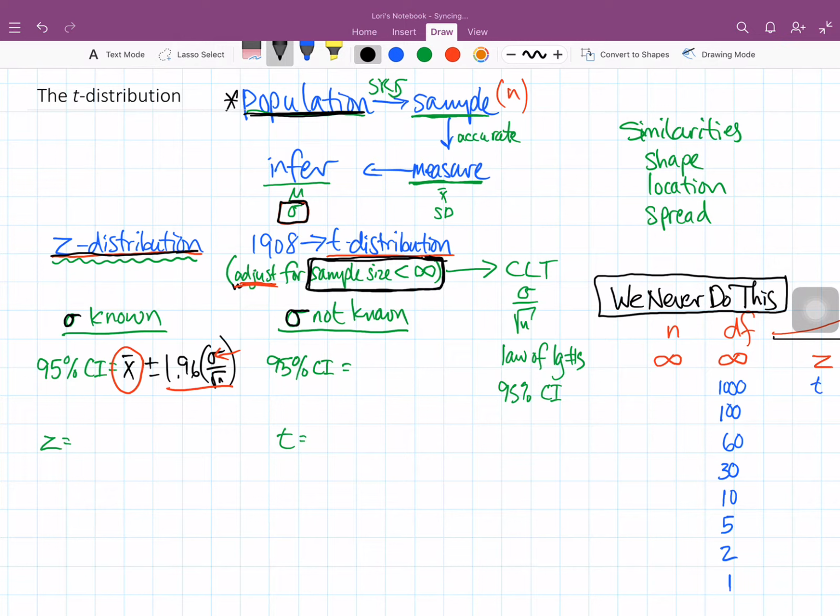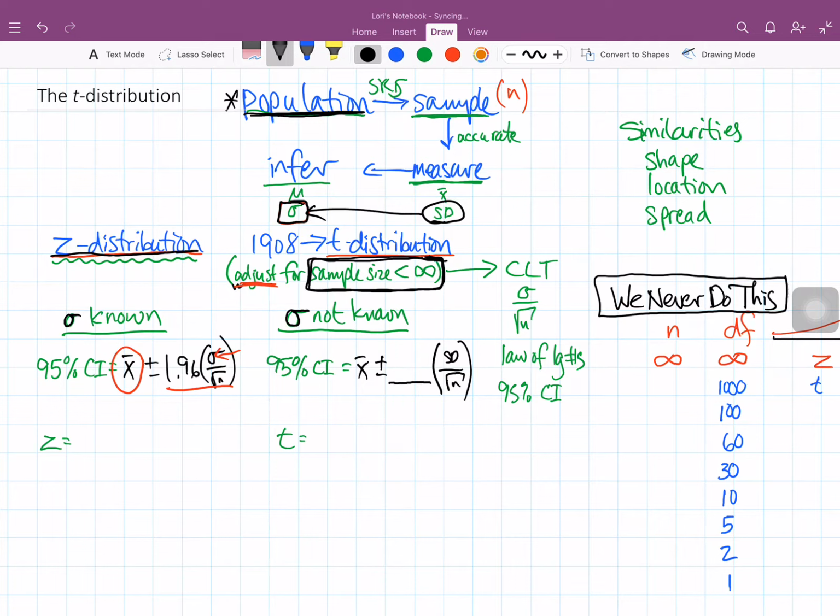It looks like the 95% confidence interval is equal to x bar plus or minus, and there's a number instead of 1.96 times, and this is the standard deviation over the square root of n. So notice that we don't have to have sigma because we've replaced it with the sample standard deviation. So the sample standard deviation in this case is estimating the population standard deviation.